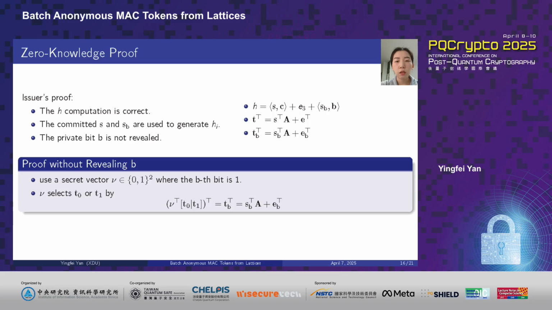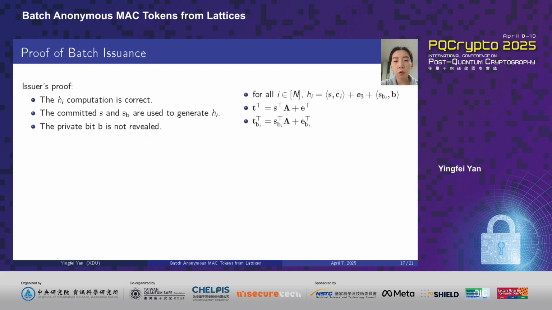So our solution is to introduce a new vector. We introduce a 2-bit secret vector nu, where the bit's position equals 1. For example, the vector nu is 1, 0 for the bit 0, and all other positions equal 0. This enables an elegant selector, nu times T0 and T1 equals TB. This is mathematically equivalent to using T-bit directly. For privacy, the proof only reveals that T0 and T1 were used, but not how. By having the issuer prove knowledge of nu satisfying this relation, we can achieve all three requirements without ever exposing B. Let's now examine how our zero-knowledge proof elegantly scales to batch issuance of N tokens.